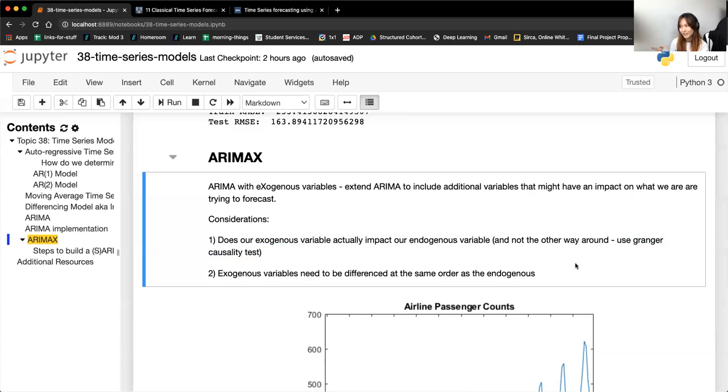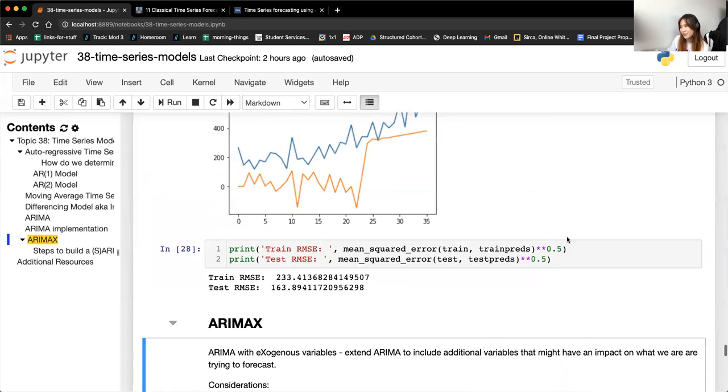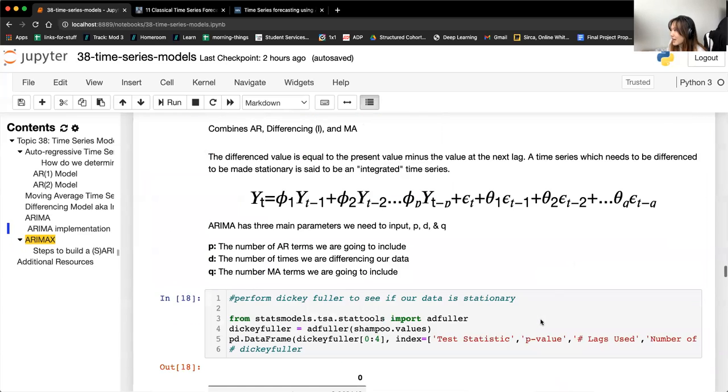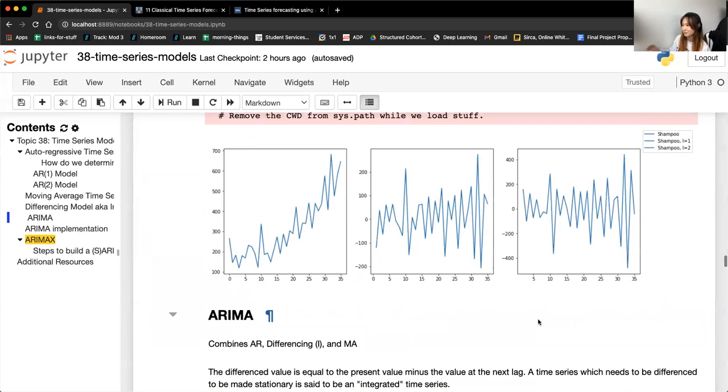Exogenous variables also have to be differenced at the same order as the endogenous variable. If you're trying to flatten one trend, you would want to do the same with your exogenous variables, because if you are looking at the trend in the differences, you would have to do the same thing with your other variables, because those will end up being on different scales if you don't. By different scales, you can take a look at, where did I have that? Oh, over here.